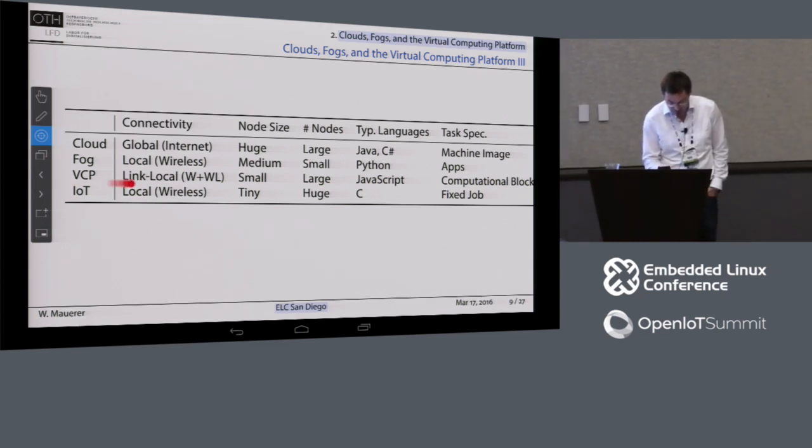So this is the class that has wireless and wired connection, but doesn't use any specialized protocols, and makes do with standard TCP/IP, IPv4, IPv6 protocols.